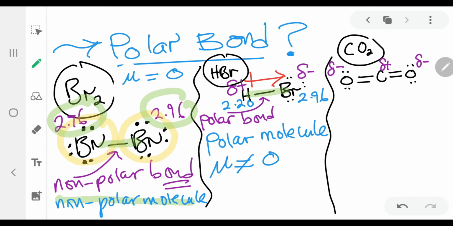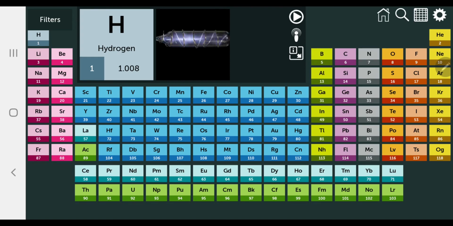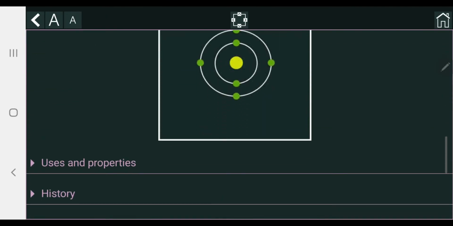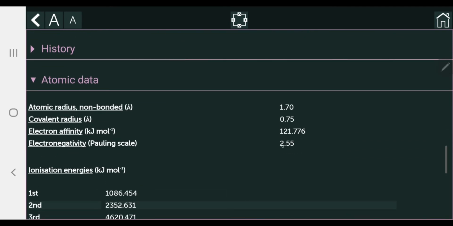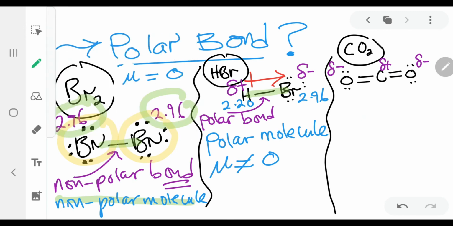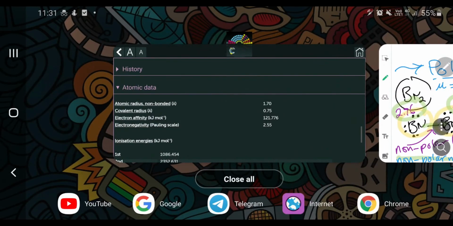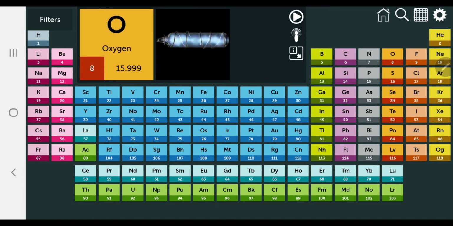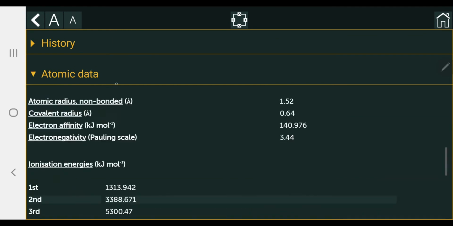Remember, in chapter 3, we learned about the periodic table. If you move across the period, the electronegativity will increase. So oxygen will be more electronegative than carbon. If you want to double check on the periodic table, the electronegativity of carbon is 2.55, so you may want to write that. And for oxygen, the electronegativity is 3.44.